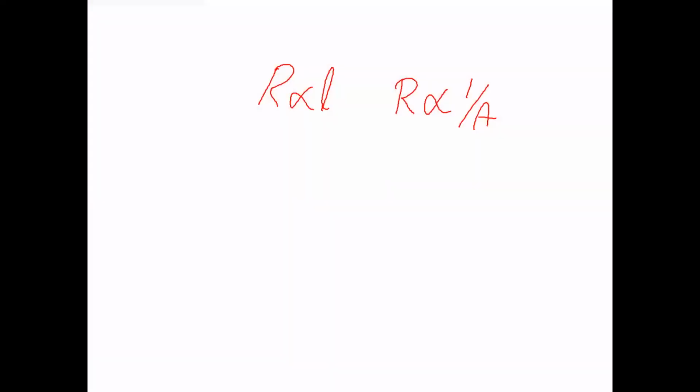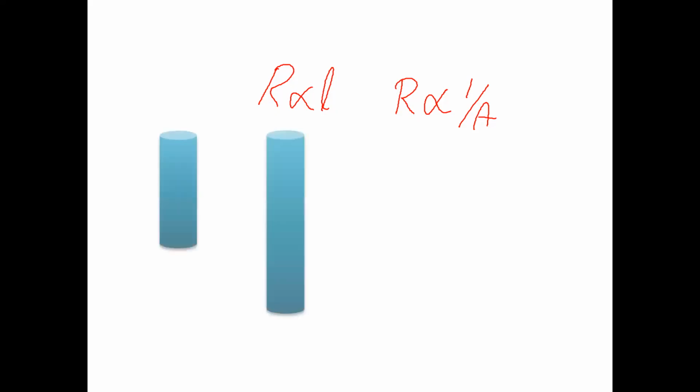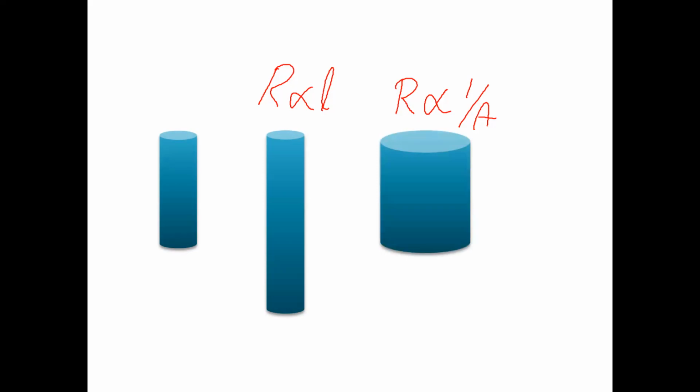Done. Now, this is a formula. First, to recall that resistance of a conductor is directly proportional to length. Resistance is inversely proportional to area. So, longer wires have high resistance and thicker wires have low resistance. Thicker wires like cables have low resistance and thin wires have high resistance.